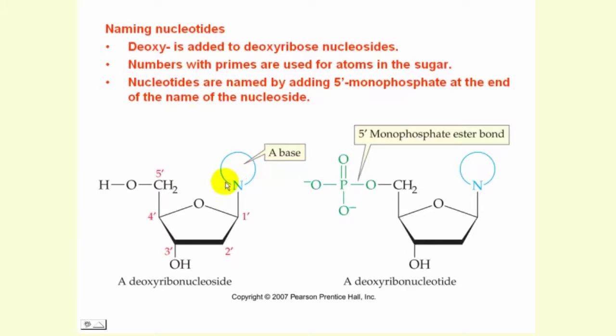So for example, here we have a deoxyribonucleoside. We add a phosphate to that, and now it becomes a deoxyribonucleotide. Now, we didn't talk about phosphates in the previous chapter, but if you look at this, it is very similar to an ester group, but instead of a carbon here, we have phosphorus. So we would call this a monophosphate ester bond, or a phosphate ester bond. It is the same group as an ester, except there's a phosphorus atom in place of the carbon.